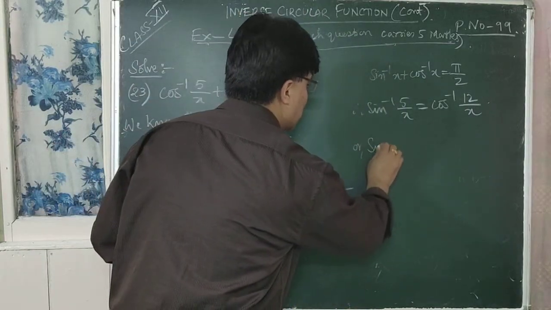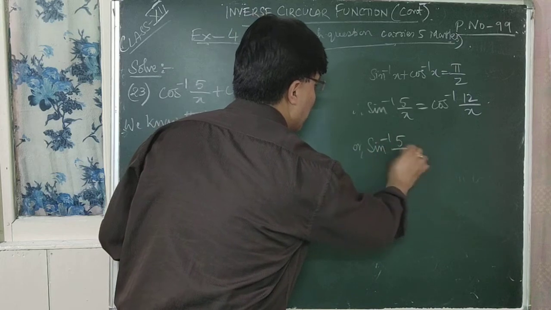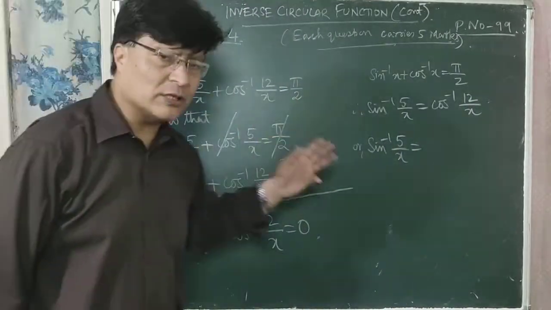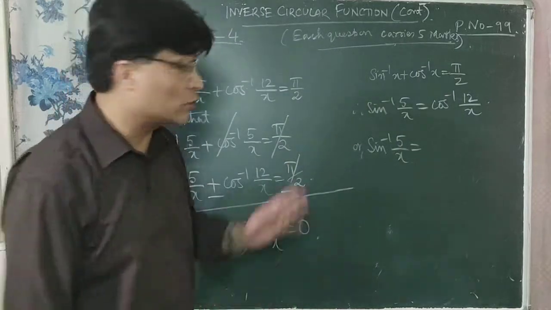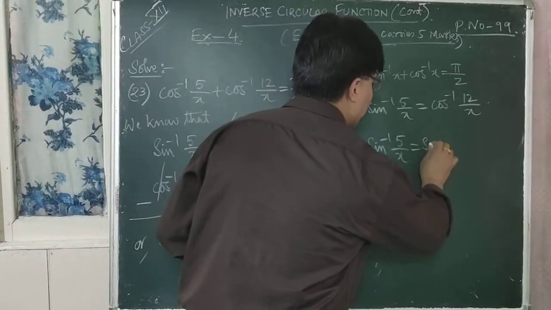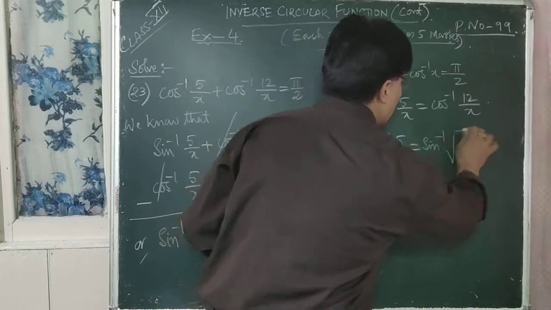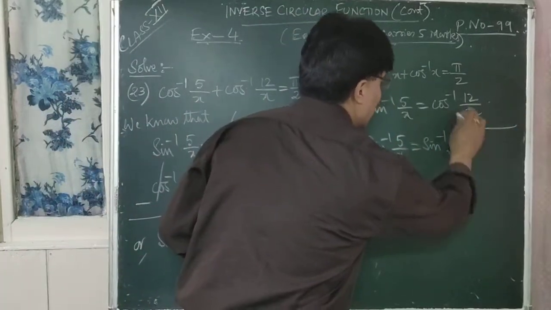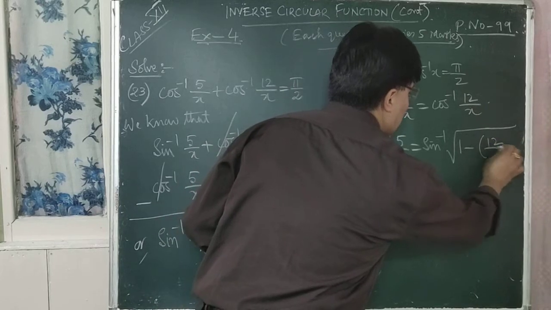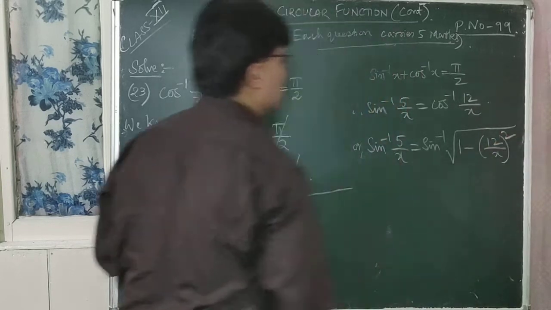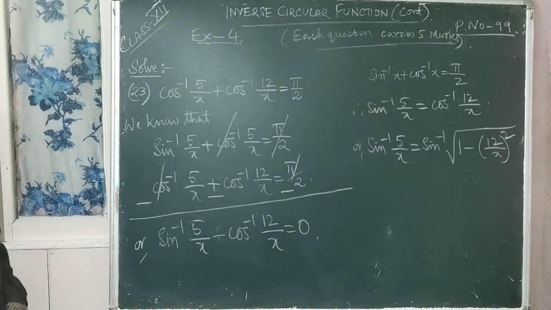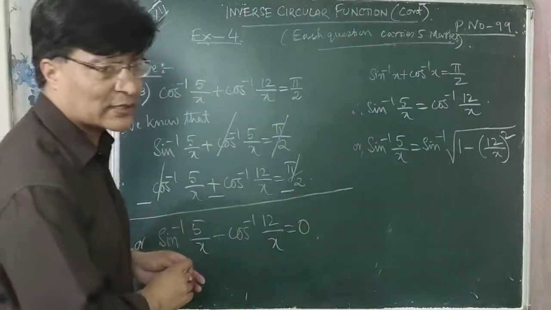So sin inverse 5 upon x is equal to, now we are changing this cos inverse x in terms of sin inverse. So what is the formula? Sin inverse root over 1 minus x square. What is x square here? It is 12 by x whole square. Is that clear now? So from both the sides you can cancel this sin inverse.